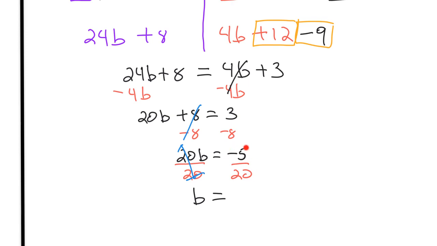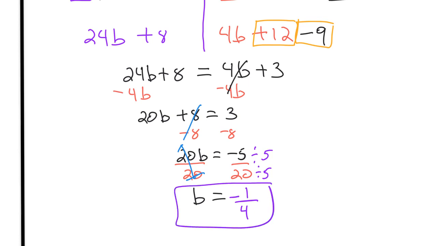And yes, you can reduce the fraction. You can divide both sides by 5, the top and the bottom. So we have a negative 1 on the top, negative 5 divided by 5 is 1. And on the bottom, we have a 4. 20 divided by 5 is 4. So my answer, B, is negative 1 over 4.